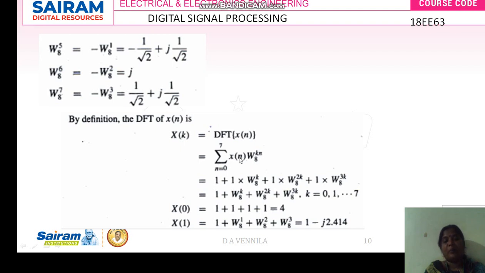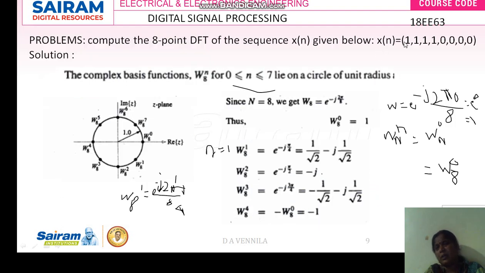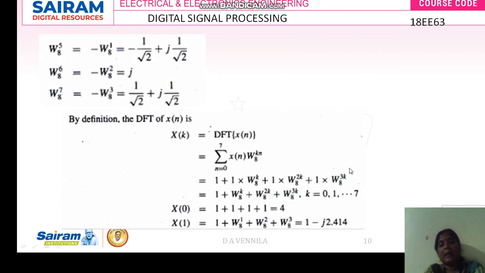So x of 0, x of 1, x of 2, x of 3, x of 4, x of 5, x of 6, x of 7. So you know that x of 0, here you see what is x of 0? X of 0 is 1, x of 1 is 1, x of 2 is 1, x of 3 is 1, x of 4 is 0, x of 5, x of 6, x of 7. That I am going to substitute here. So remaining are 0. So 1 plus 1 plus 1 plus 1 is equal to 4.